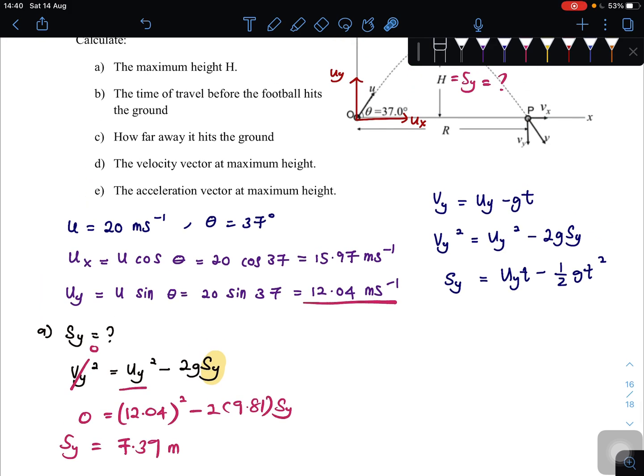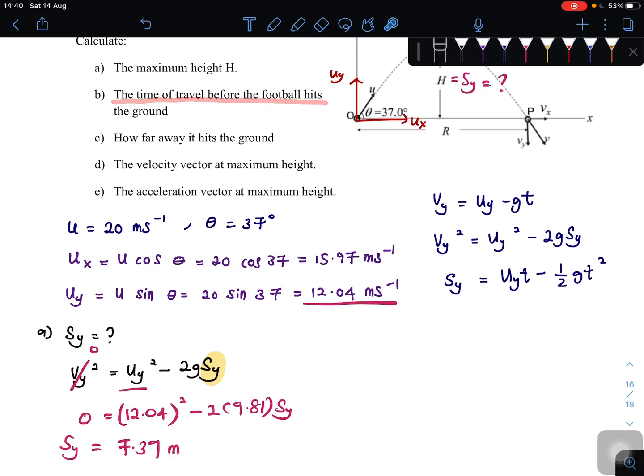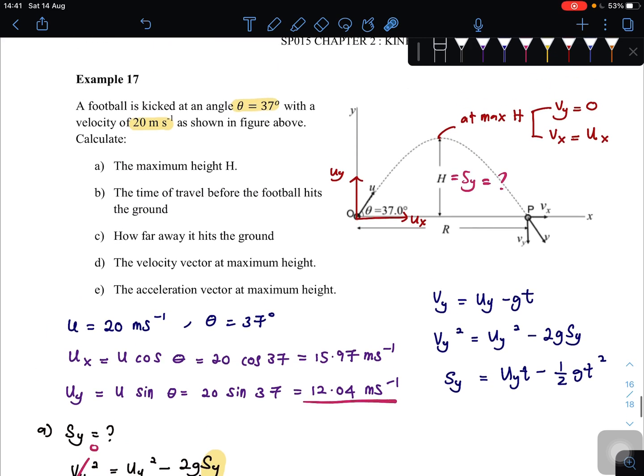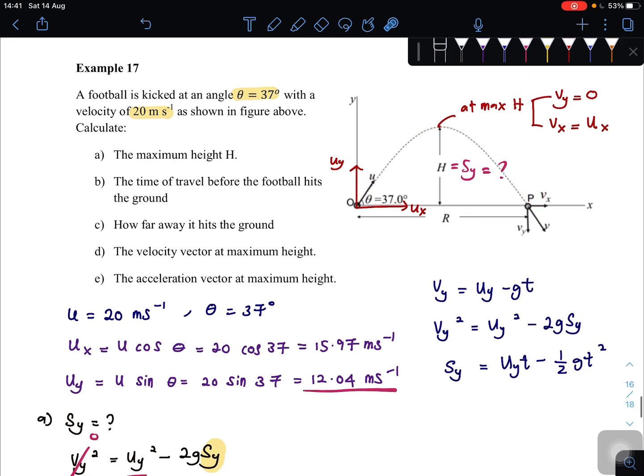Okay, next one, we want to find the time of travel before the football hits the ground. So maksudnya, the time of the whole journey daripada this point all the way to this point, sampailah bola tu jatuh semula ke bawah, ke point P. So maksudnya dekat sini, the whole journey here, the football actually is back to the origin. Dia kembali semula ke origin, which is sama level dengan initial point dia, level yang sama.